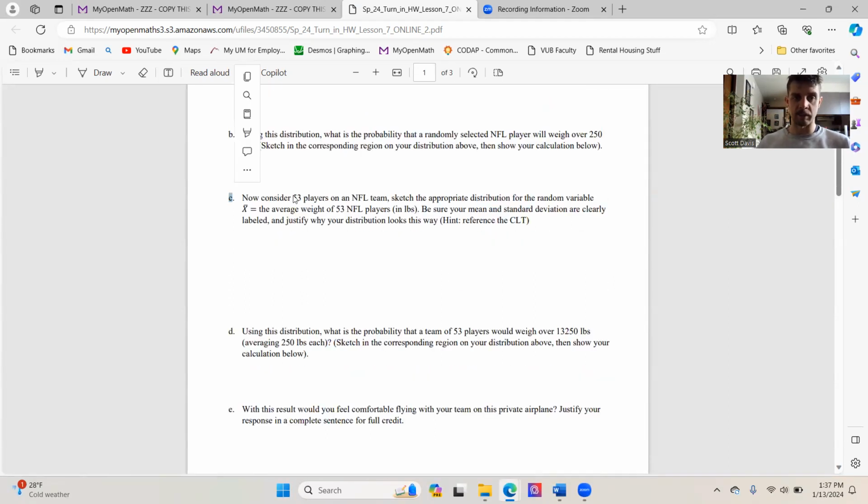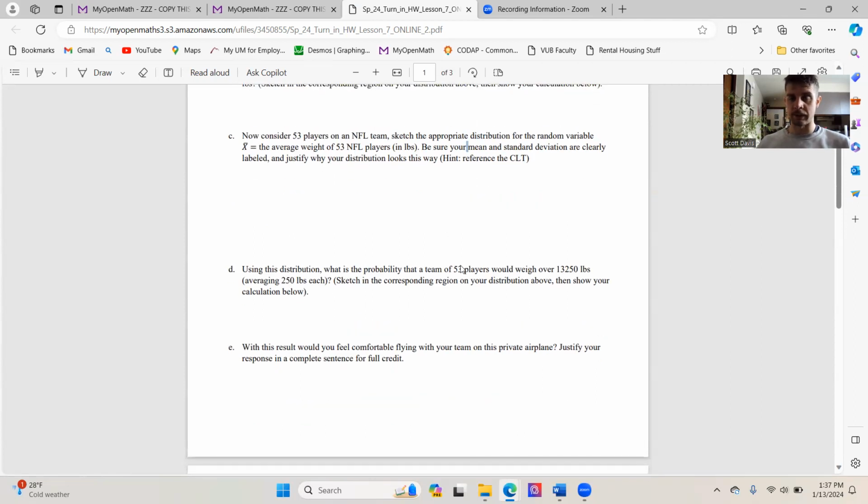Now we have a sample of 53 players. Sometimes students want to then do the central limit theorem for the sums. Don't do sums, do the average. So X bar is the average weight of 53 NFL players. So what changes about our distribution and why does it change? Be sure you reference the central limit theorem. The criteria of the central limit theorem tell us what this new distribution will look like.